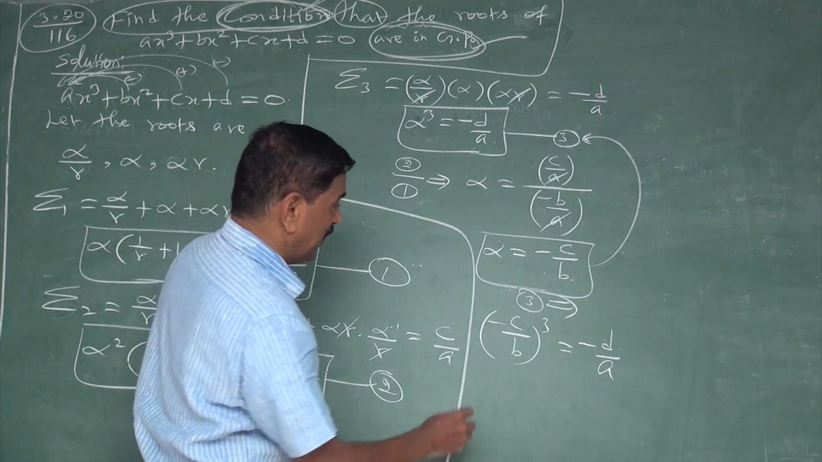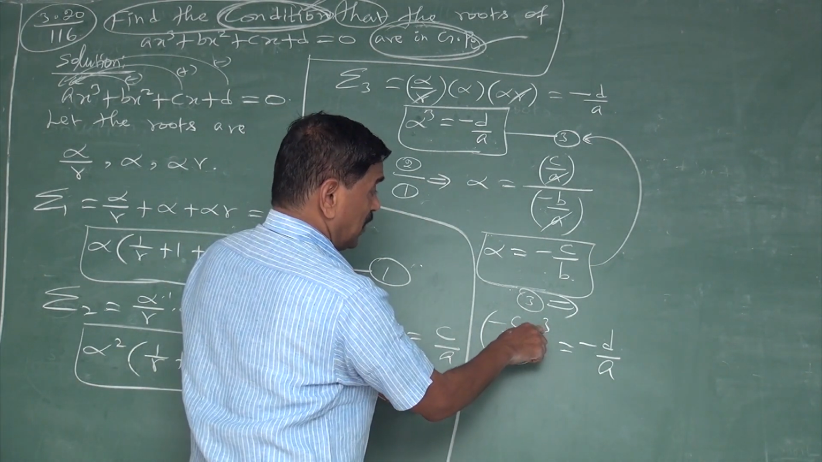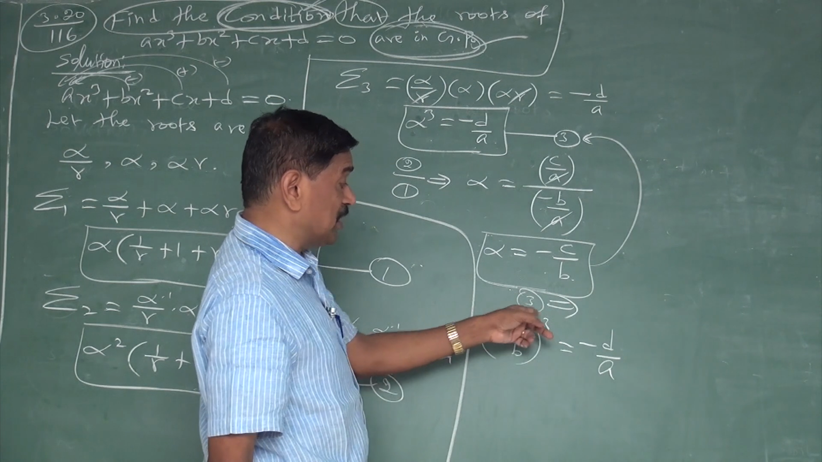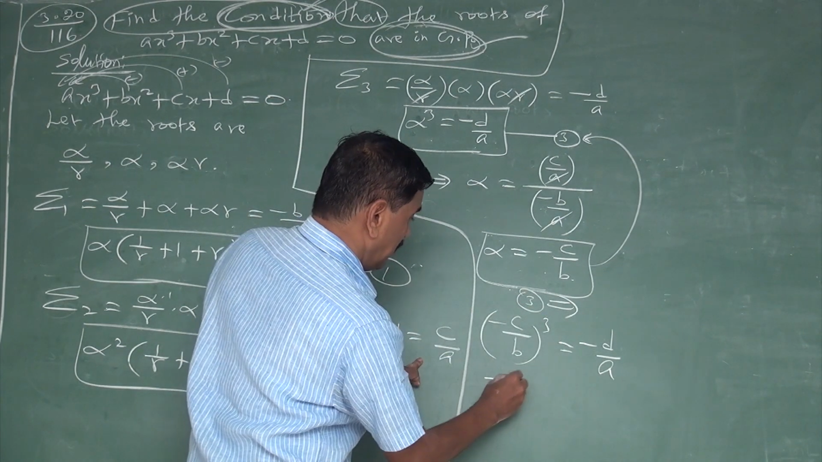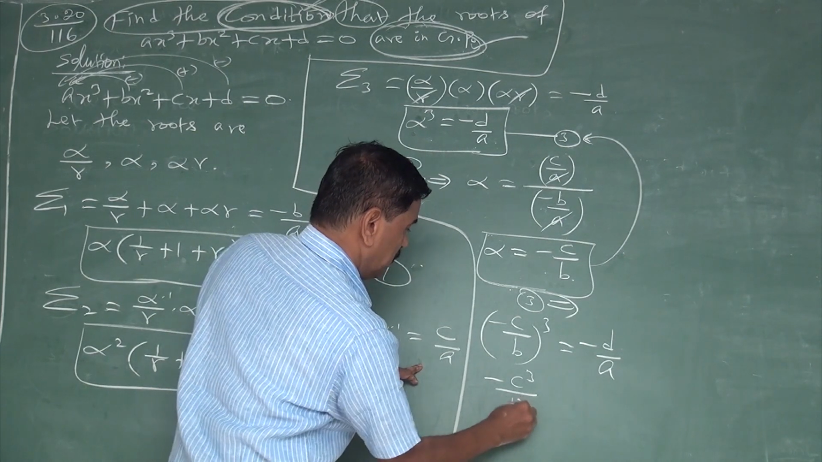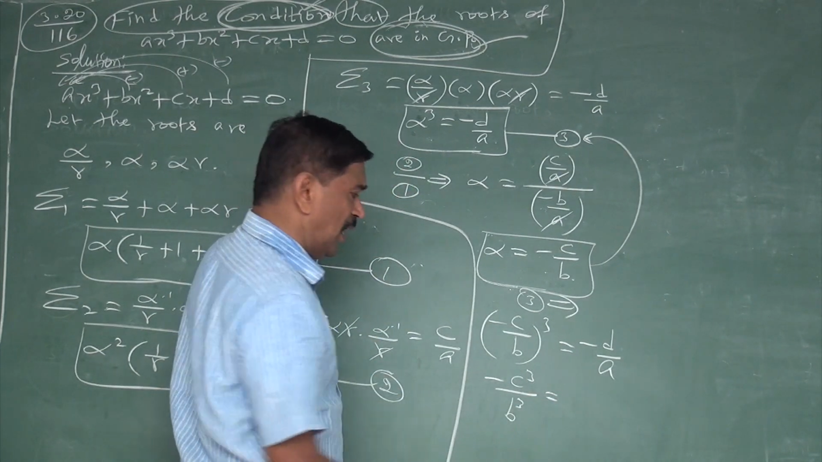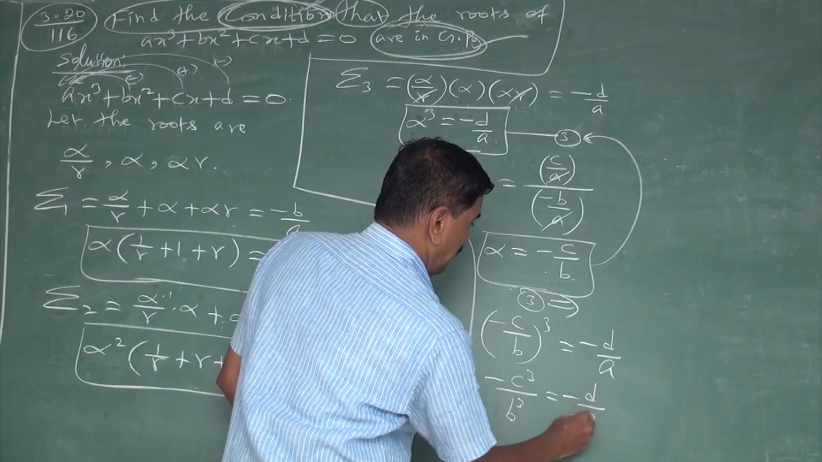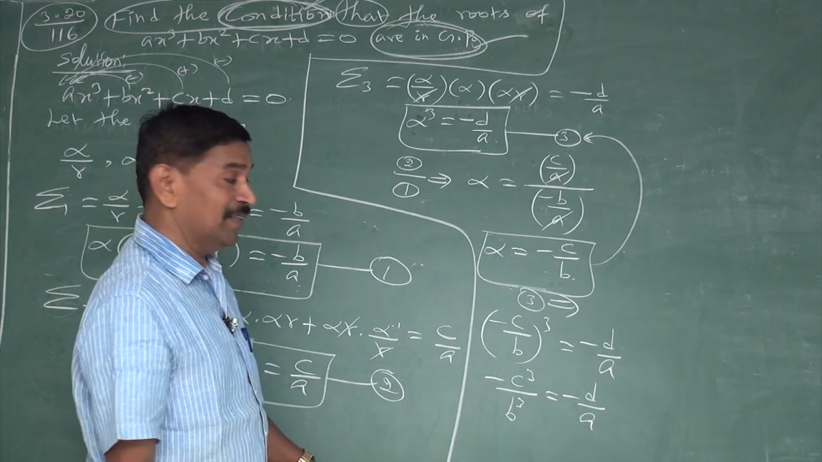Good. Minus c cube. Correct. Because minus the whole cube, where cube gives a negative answer because of the odd power. Correct. Your idea is correct. Minus c cube by b cube, which is equal to minus d by a. Now, any idea?